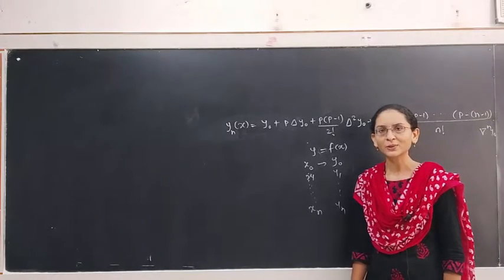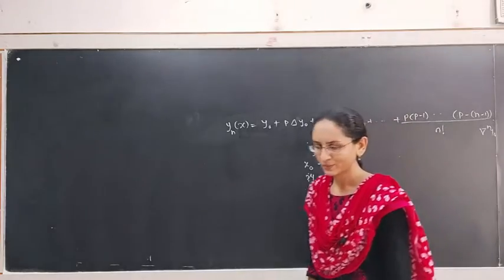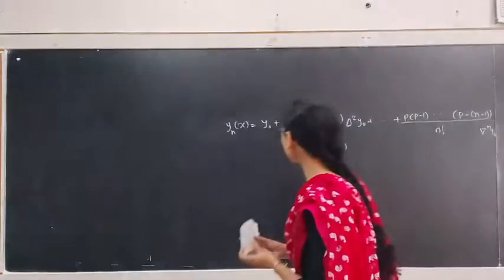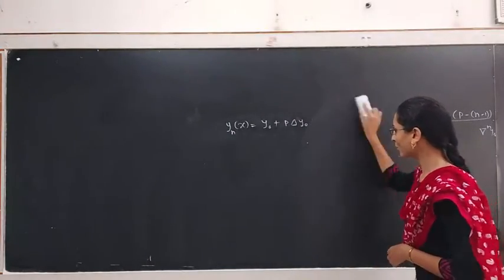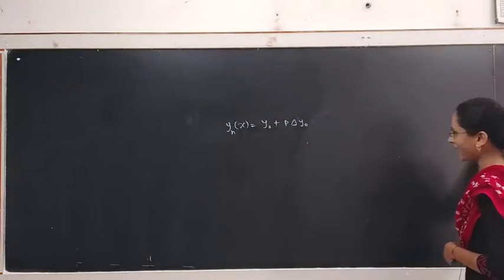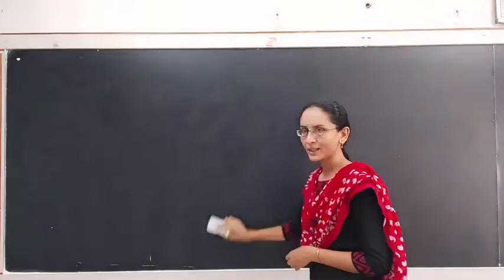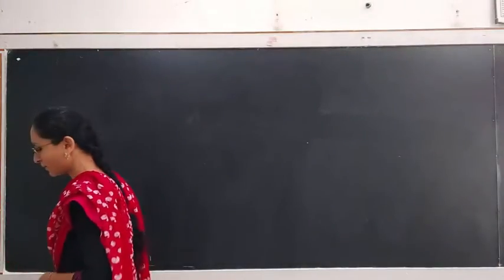Now we see what is Newton's backward interpolation formula. Usually, this formula is used to find the value of y at the end of the difference table.